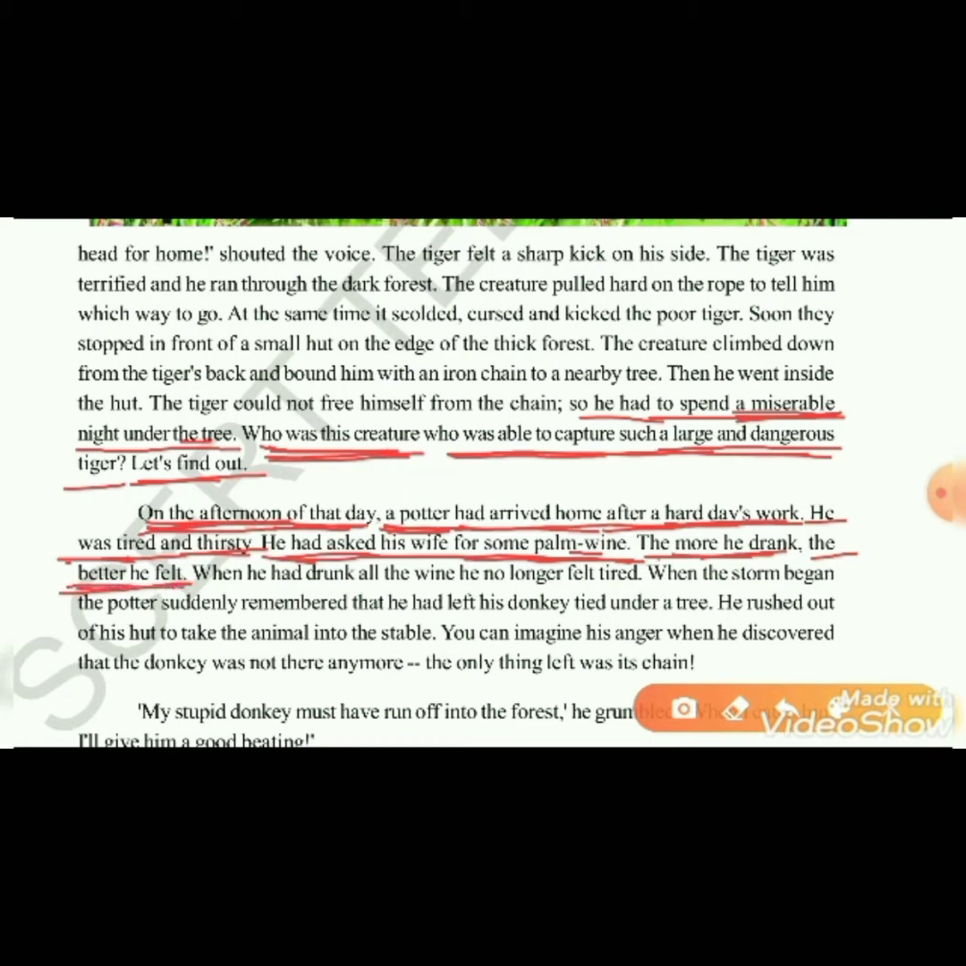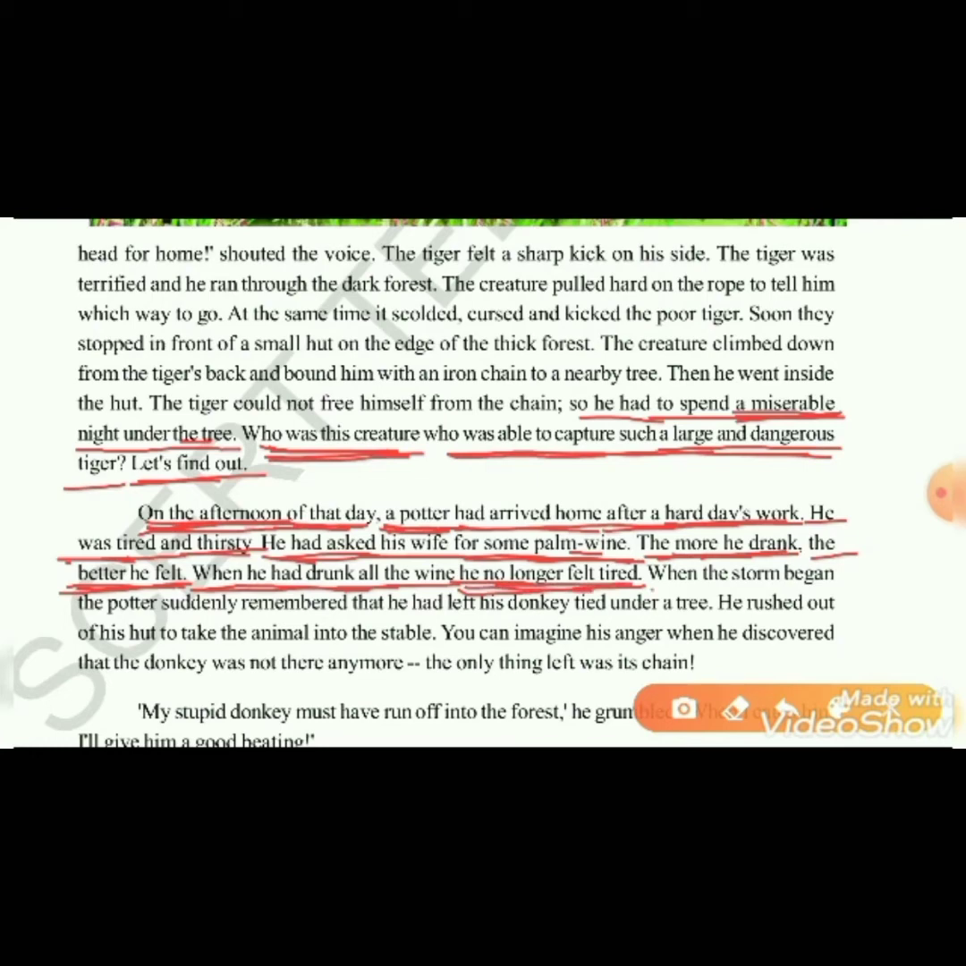Okay, I am talking about the character here, children, not about your favorite of anybody. So after he had that palm wine, he is experiencing that thing. Better and better he is feeling. That is the thing you need to understand here. When he had drunk all the wine, he no longer felt tired. When he drank till his neck filled, he had no more pains, nothing more. He did not feel any kind of tiredness.